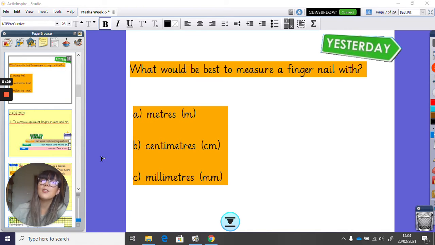So, it depends on how long your fingernail is, but mine is probably just over a centimetre. So I could use centimetres and millimetres to work it out. But if your fingernail was a little bit shorter than mine, you would probably use millimetres because your fingernail would not be over 1 centimetre. You would definitely not use metres, because it would be too long. The metre is way too long to measure a fingernail with.